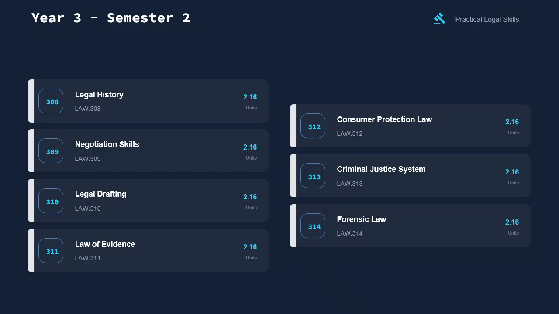Year 3, Semester 2, Practical Legal Skills. Course, Law 312, Consumer Protection Law. Foundations of Consumer Protection, Statutes, Regulations, and Enforcement. 1.1 Federal and State Consumer Protection Frameworks.